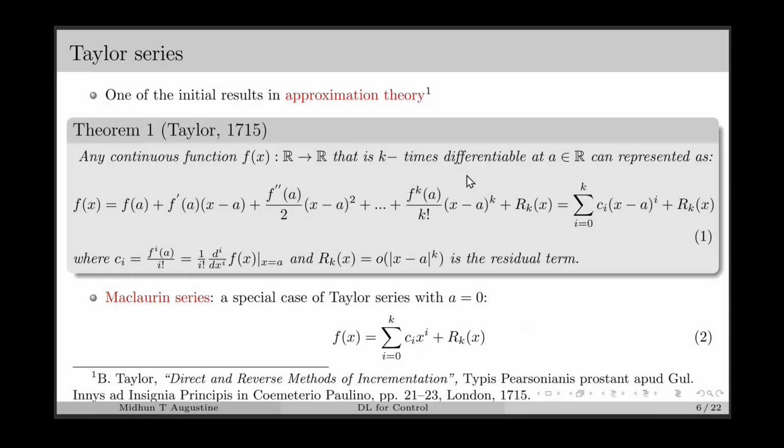Here, k times differentiable means that the function is sufficiently smooth. A special case of the Taylor series is with the point a equal to 0, which simplifies this equation to this one. This is basically a polynomial sum, which we can see. The Taylor series gives justification for polynomial regression methods. It says that polynomial functions can approximate any sufficiently smooth continuous functions.